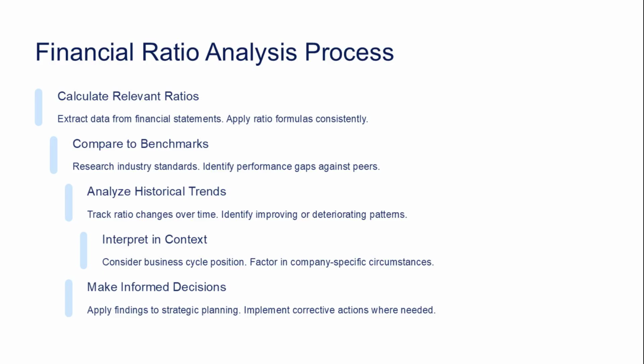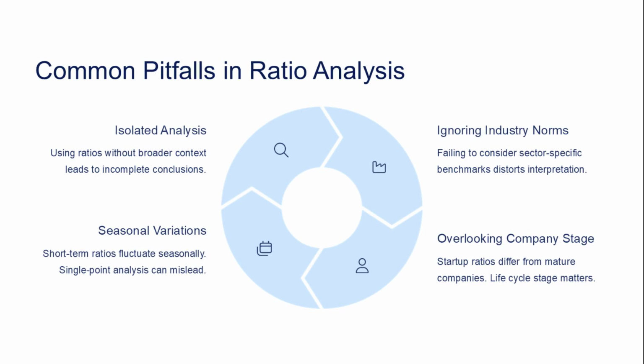Ratio analysis is a powerful tool, but it's important to avoid common pitfalls to ensure accurate interpretation. One pitfall is isolated analysis: using ratios without considering the broader business context can lead to incomplete conclusions. Another issue is ignoring industry norms. Failing to benchmark a company's ratios against sector-specific standards distorts the meaning.